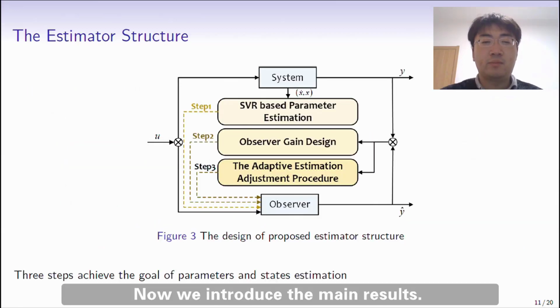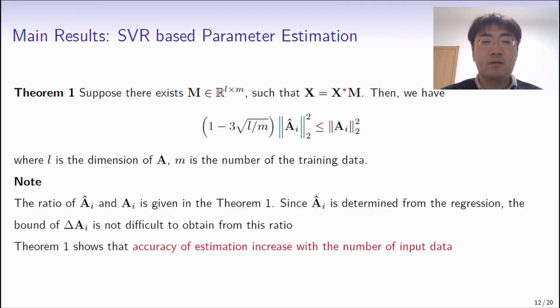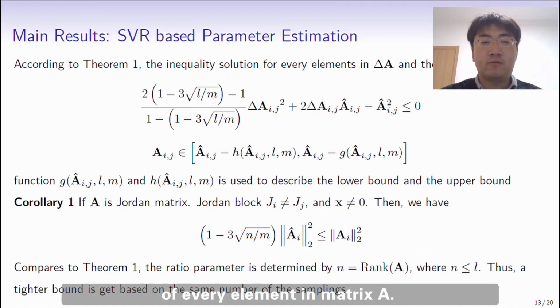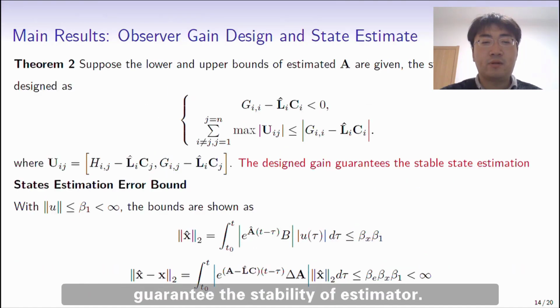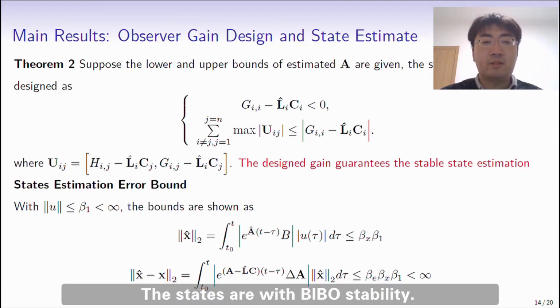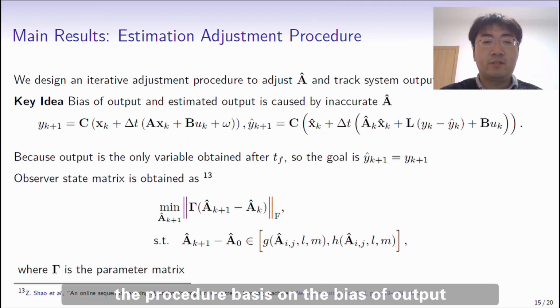Now we introduce the main results. The estimator structure is shown in figure 3. Theorem 1 gives the ratio error bound and shows the accuracy increases with the number of the input data. Then we have the error bounds of every element in matrix A. Theorem 2 provides the design to guarantee the stability of estimator. The states are with BIBO stability. Finally, the procedure bases on the bias of output and estimated output to adjust the estimator.